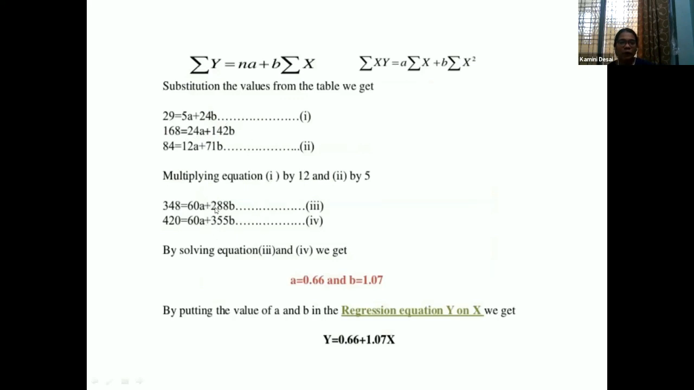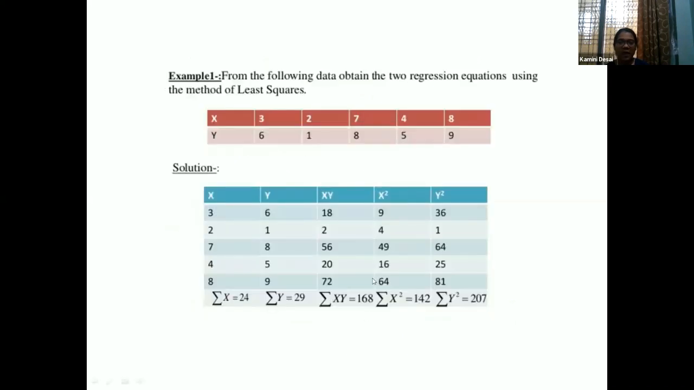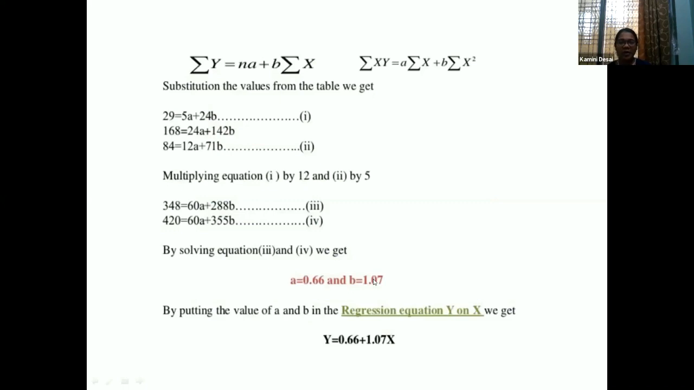So we have to make one value equation balance. What we have done here, 29 is equal to whatever we have calculated before this. Just put that value in the equation. Summation of y is equal to na plus b summation of x, and summation of xy is equal to a sum of x plus b sum of x square. Then substitute all the values from the table, and we get this equation.